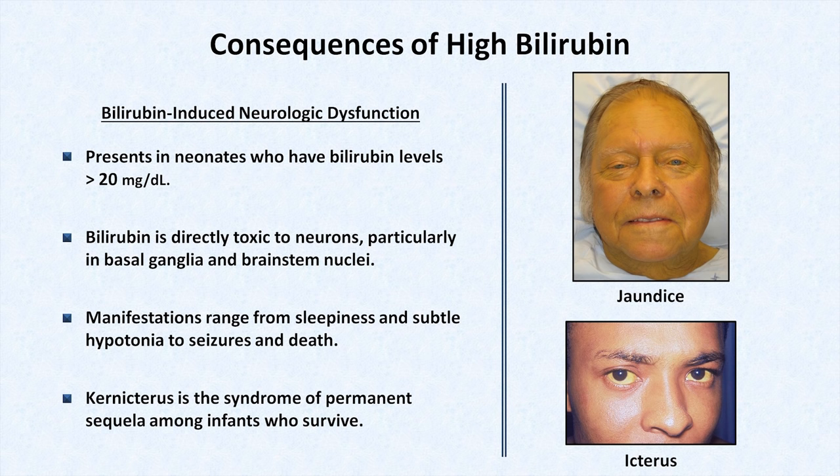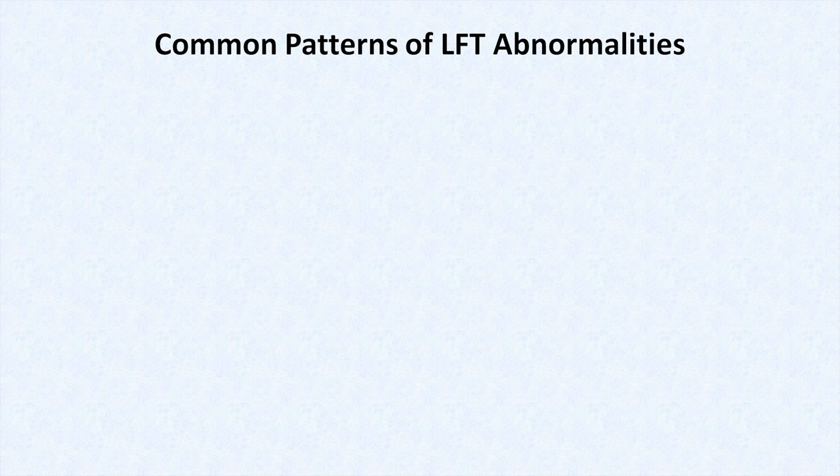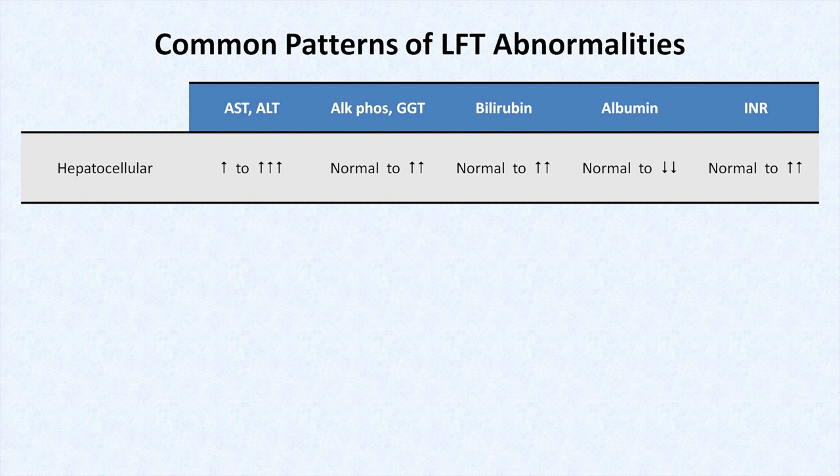So that was a relatively thorough review of the individual components of the category of liver function tests. In the last several minutes, I'm going to discuss the higher level patterns which emerge when looking at the LFTs as a whole. I consider there to be five basic patterns of LFT abnormalities based on the relative derangements of the various components. First is the hepatocellular pattern.